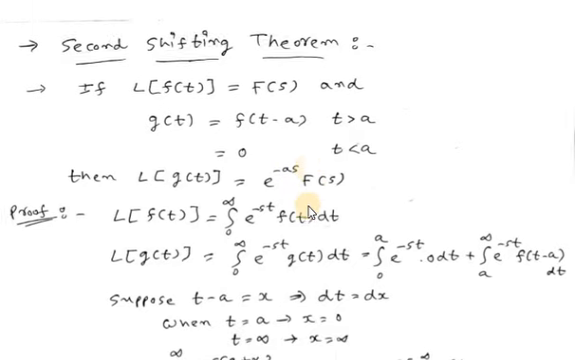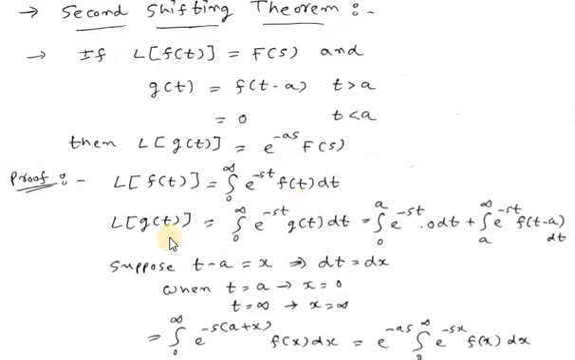So first of all we will see the proof of the second shifting theorem. First of all, we will apply the fundamental definition of Laplace transform, that is Laplace of f(t) is the integration from 0 to infinity e raised to minus st f(t) dt. So we will find the Laplace transform of g(t). Replacing f(t) by g(t), we have Laplace of g(t) equals the integration from 0 to infinity e raised to minus st g(t) dt.